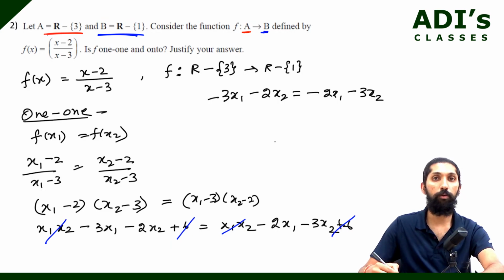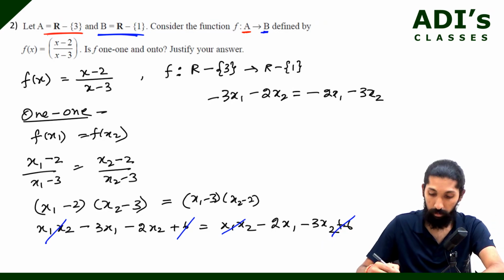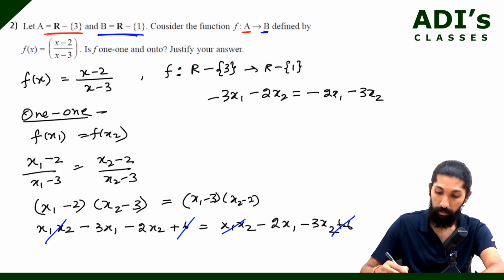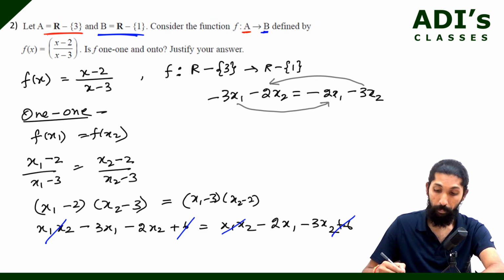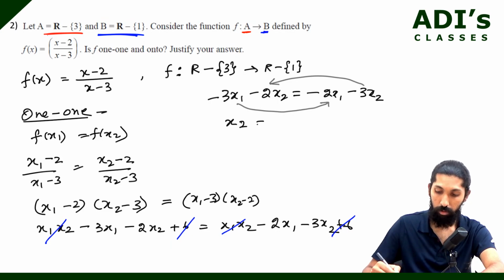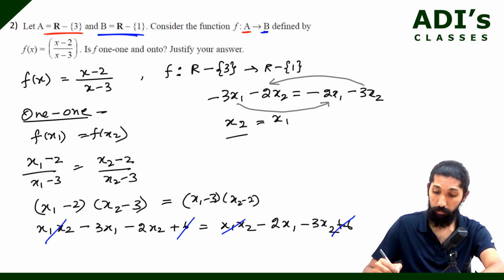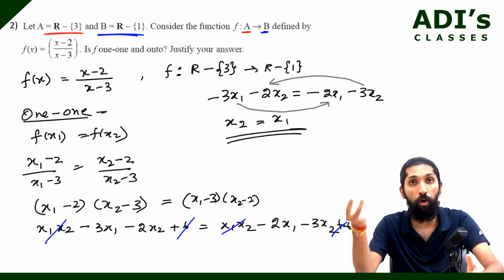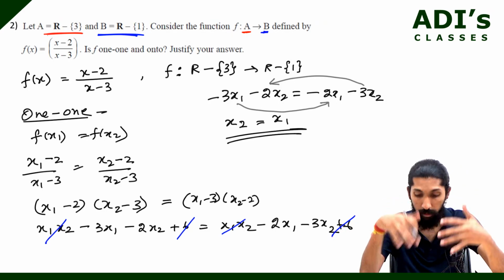Now what do we do? We take the negative sign common. See here, take the 3x1 this side, take the 3x2 this side. So when you do that, 3x2 minus 2x2, you get x2, and 3x1 minus 2x1, x1. So what do you end up with? x2 is equal to x1, and this is what we are trying to show, 1 to 1, isn't it? So my function f is 1 to 1, and we justified the answer.